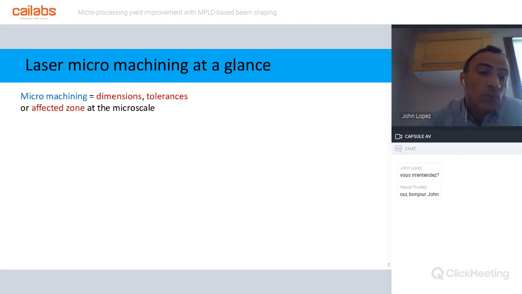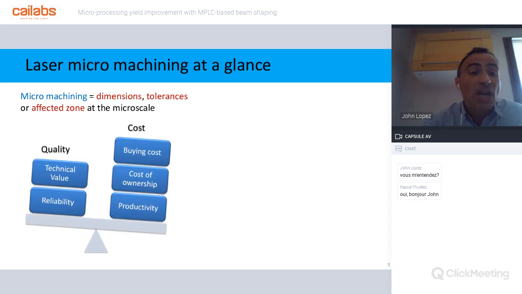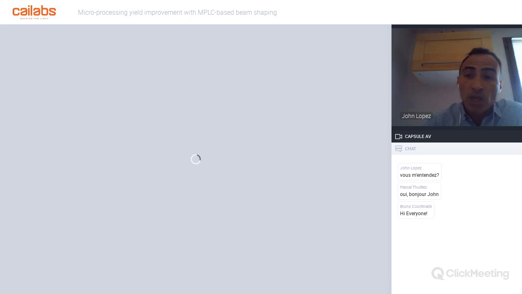So the first question is, what is micromachining? It's my definition: machining with dimension, tolerances, or affected zone at a micro scale. A good process in micromachining, in general, is a good trade-off between quality issues, such as technical value and reliability, and cost issues, for instance, buying cost, cost of ownership, or productivity.